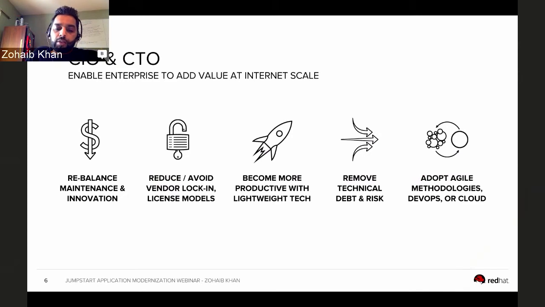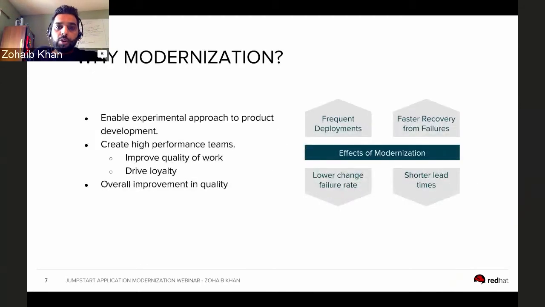But the underlying theme of all this is, how do they actually rally their troops and put a structured plan in place to modernize their portfolio that will allow them to solve these challenges. So, why should we even care about modernization? What's really the value of it?